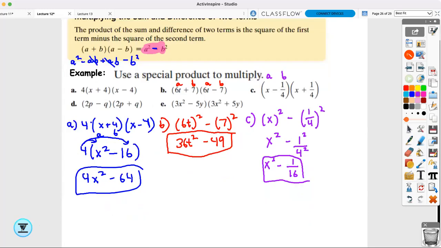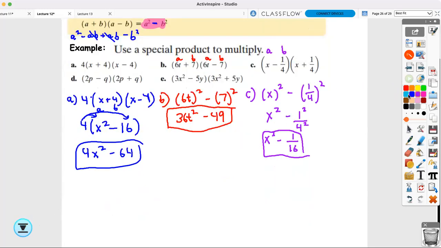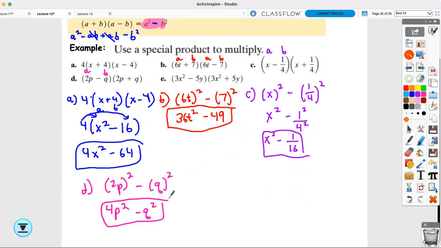All right, we're on D. We have a and b labeled. So it'll be a squared, 2p squared in parentheses. Notice how the square has to be outside the parentheses, guys, not inside, okay? And it'll be minus q squared. Well, let's simplify that. 2p times 2p is 4p squared. Q times q is minus q squared. And we're done.